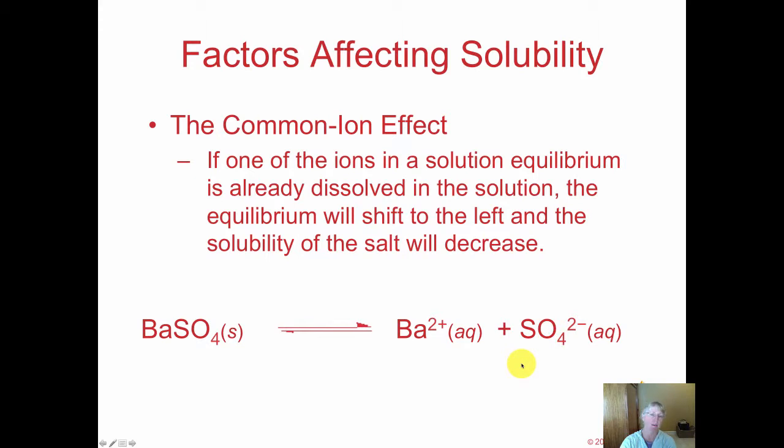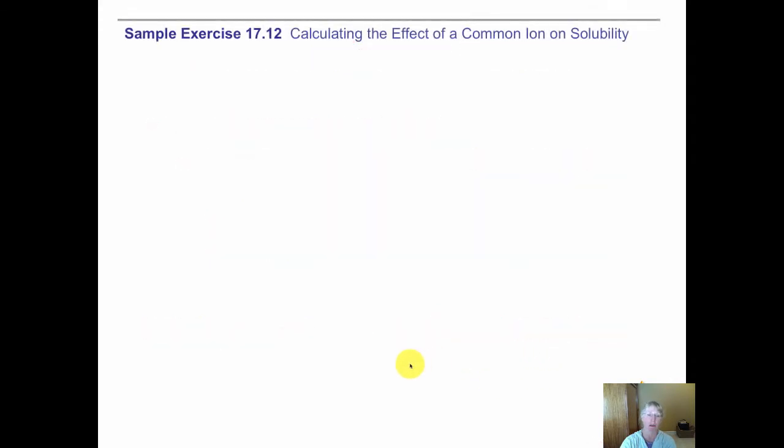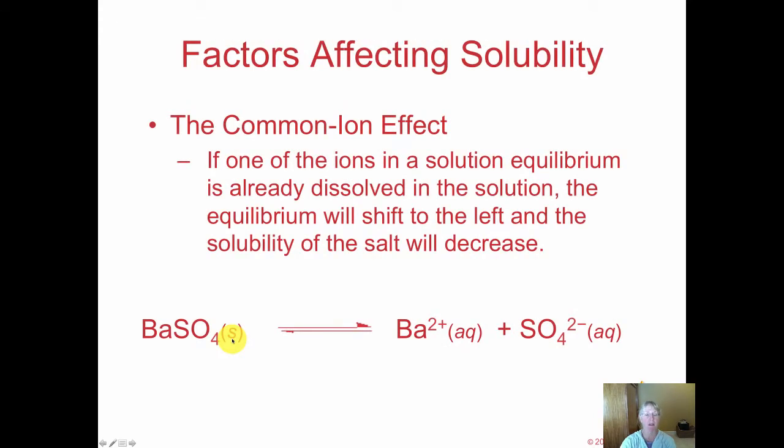If I add some barium chloride or some sodium sulfate, the effect of adding barium ions or additional sulfate ions will shift my equilibrium back to the left and will result in a greater pile of solid stuff appearing at the bottom of my beaker as I drive the equilibrium to the left, making the barium sulfate less soluble by the addition of ions in common.